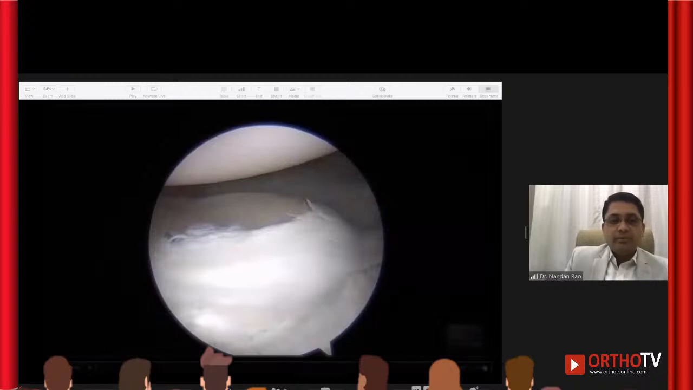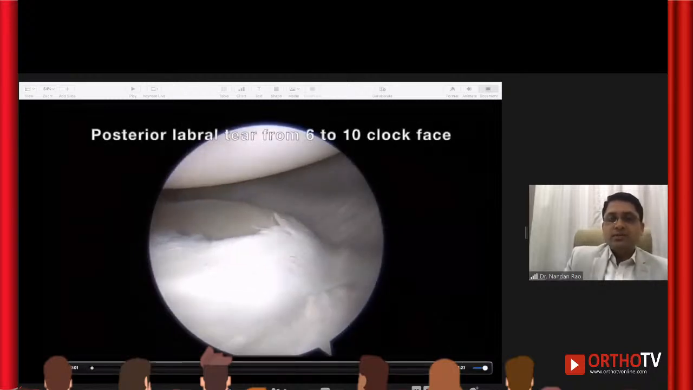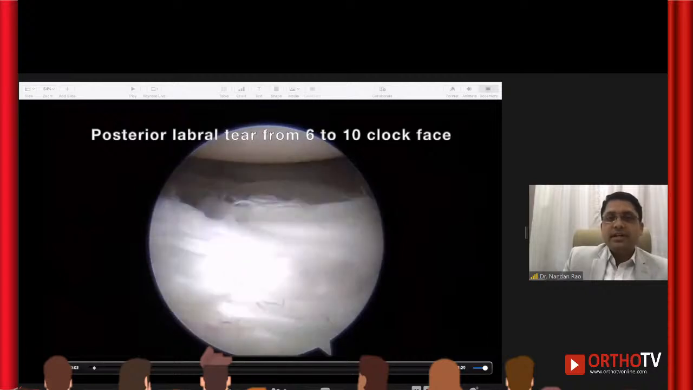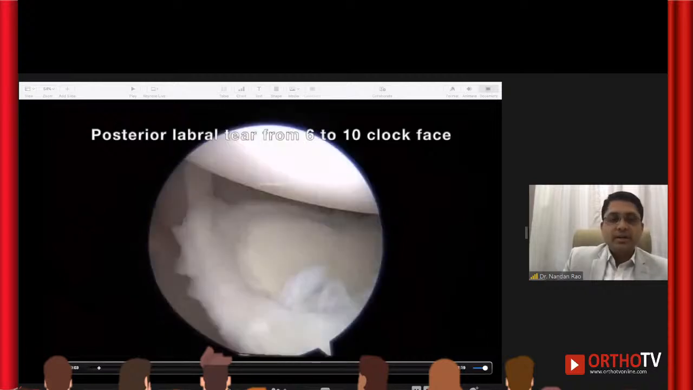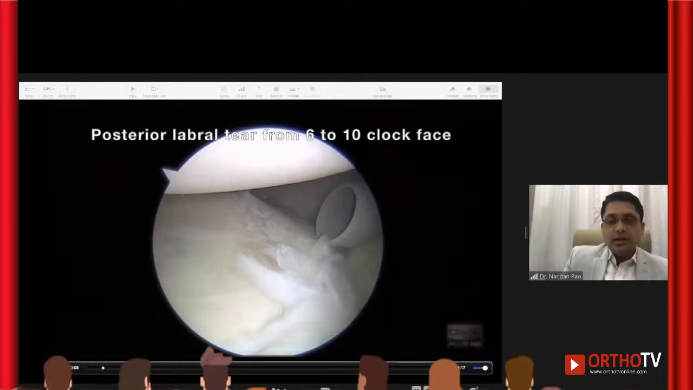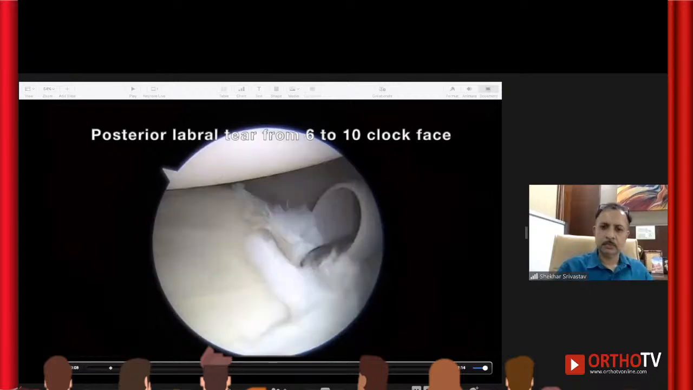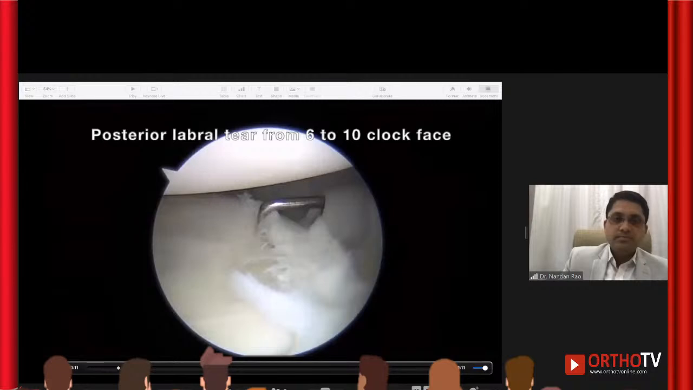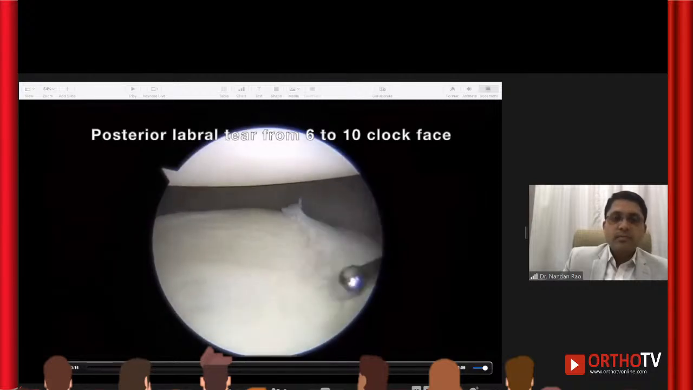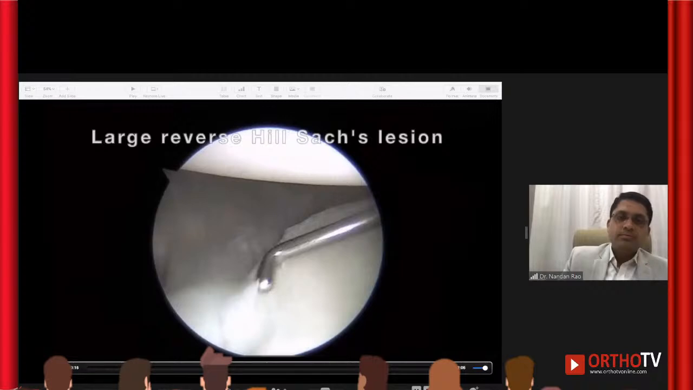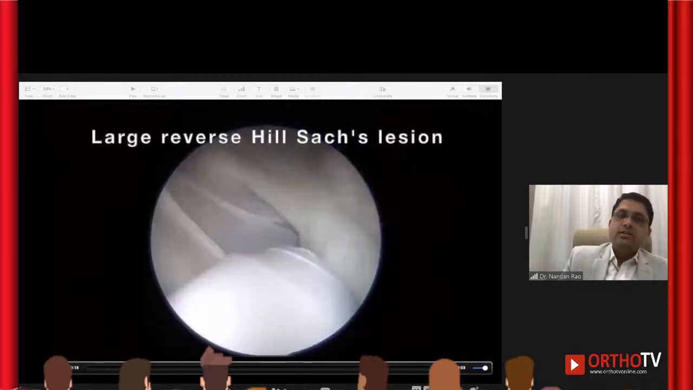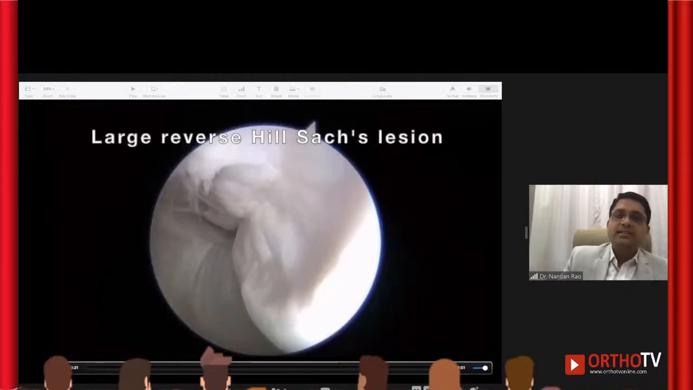So this is the arthroscopic picture. Again, visualizing through the posterior portal, on your right is the caudal part of the glenoid, and on your left is the cranial part. So this is the posterior labral tear. Visualizing through the anterosuperior portal, we can see the posterior labral tear extending from 6 o'clock to 10 o'clock position, a normal anterior labrum, and a rather large reverse Hill-Sachs lesion.